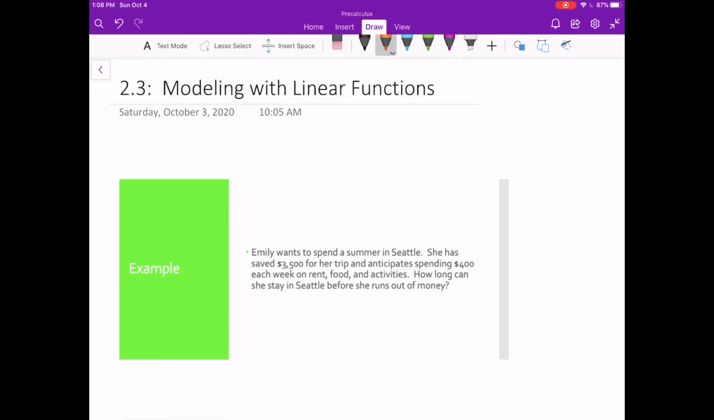This is section 2.3, modeling with linear functions. So this section is all about taking word problems and writing linear functions to model what is going on.